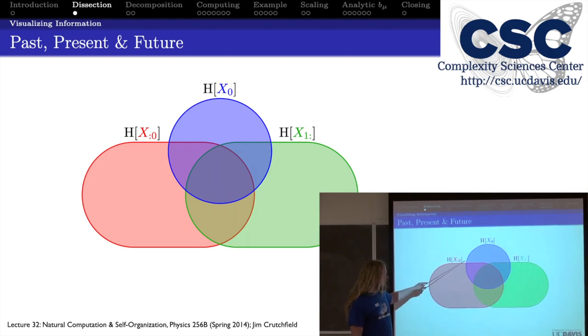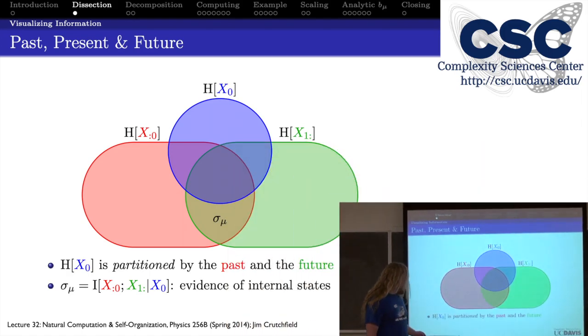The other thing, and what we're going to focus on, is the decomposition of this blue circle into these four components. There's a piece in the present that's not related to past or future, a piece related to the present and the past but not the future, similarly a piece that's the present and the future but not the past, and then one that's all three. So H of x0, the information in the present, is partitioned by the past and future, and there's this piece over here which we'll call sigma mu. We're not going to talk about it anymore today, but it is an interesting measure in general. It's just the mutual information between the past and the future conditioned on the present.